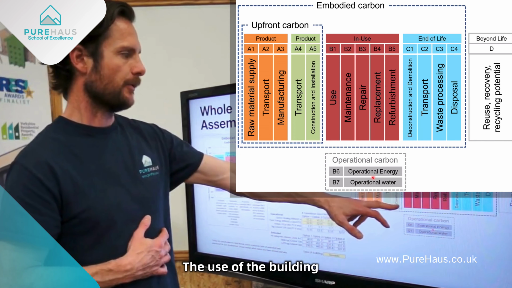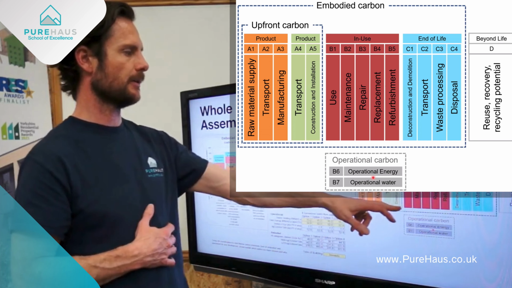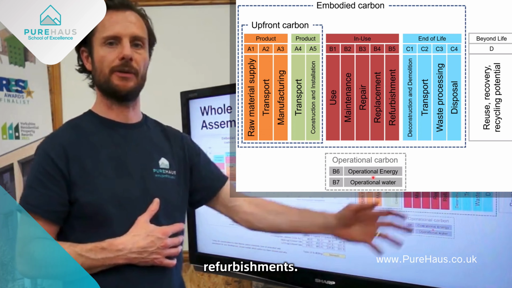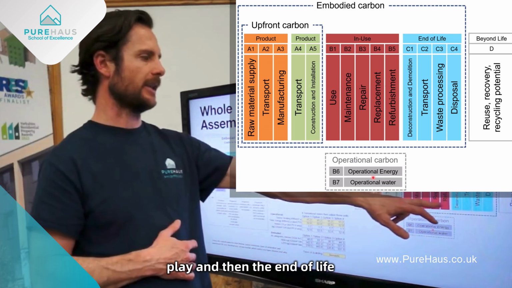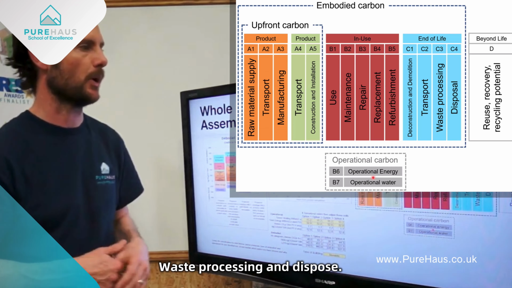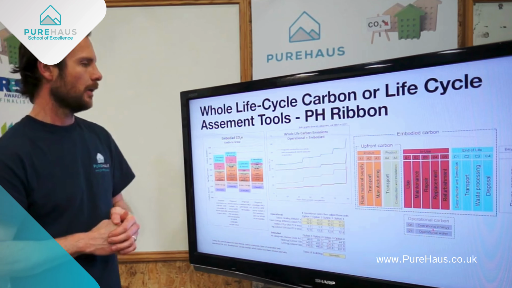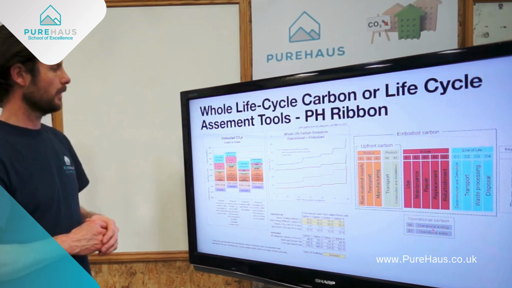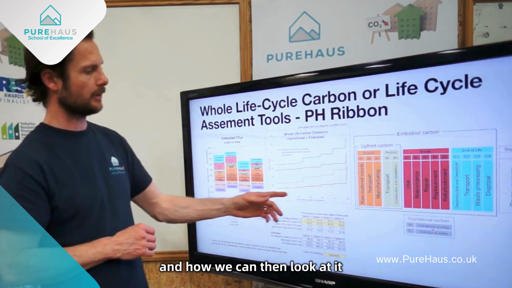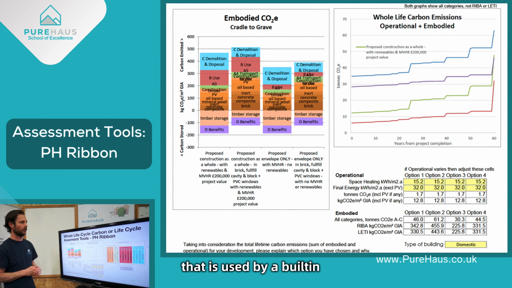The use of the building. So this is the lifetime of it, the occupancy, maintenance, repairs, replacements, refurbishments. All these things come into play. And then the end of life, transporting it away, waste processing, and disposal. We've already talked about these two tables here and looked at how the carbon can be stacked up and how we can then look at it over the years and see the amount of carbon that is used by a building so that we can get that holistic whole life assessment.